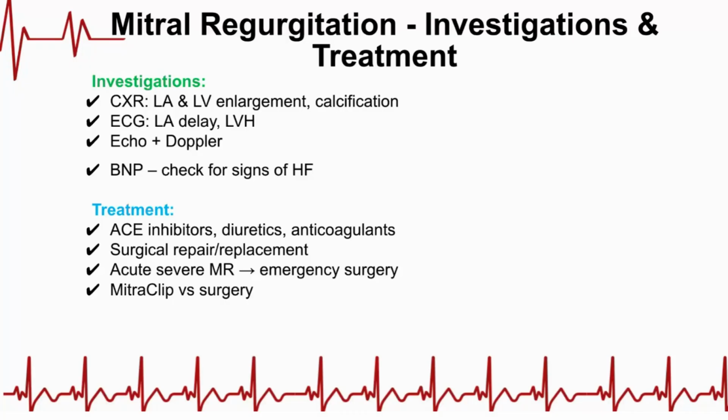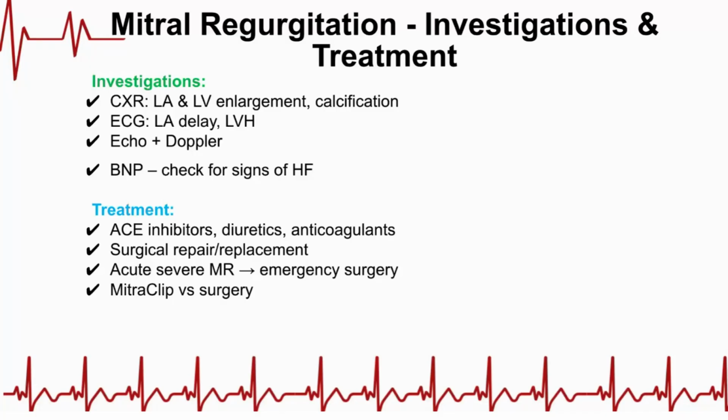So in terms of investigations, a chest X-ray. It's a very basic thing, but we can do a chest X-ray. And if we do a chest X-ray, we could see left atrial and left ventricular enlargement. We may see calcification. An ECG, you may see left ventricular hypertrophy. You might see some delays. You might see some heart block changes. I'm not going to go into the ECG changes just yet. We'll do that in another class, but just have that in mind for now.